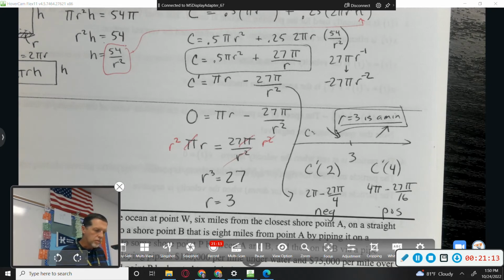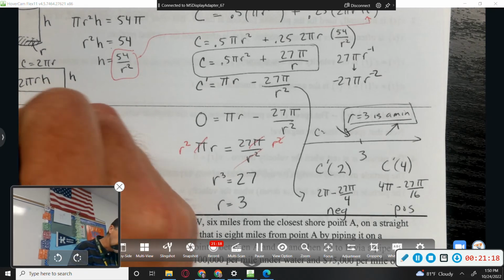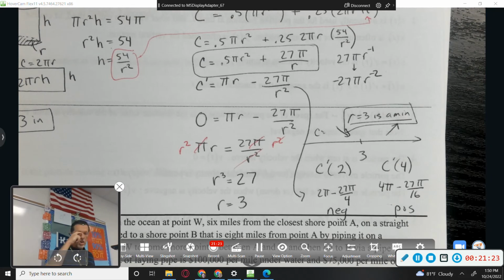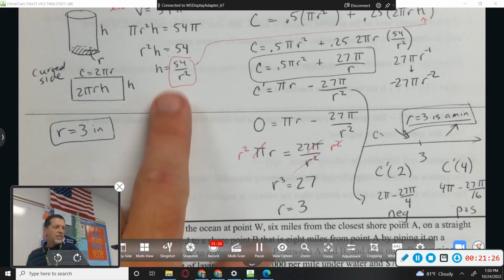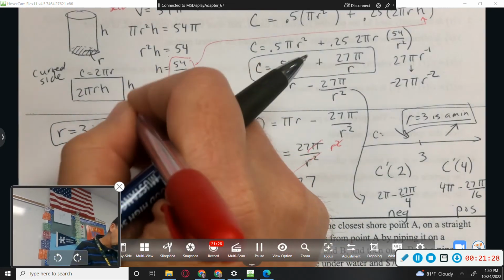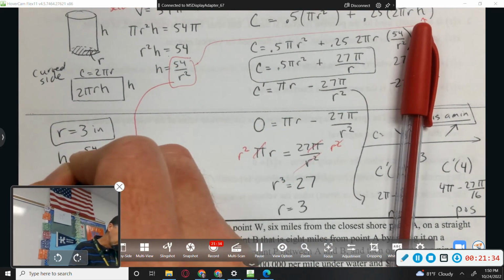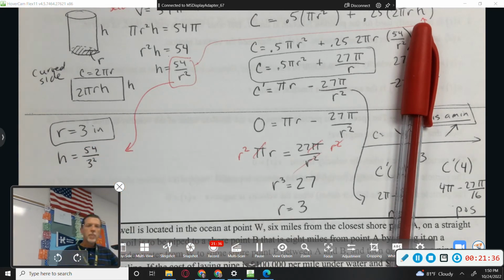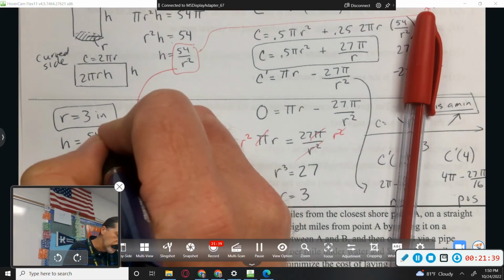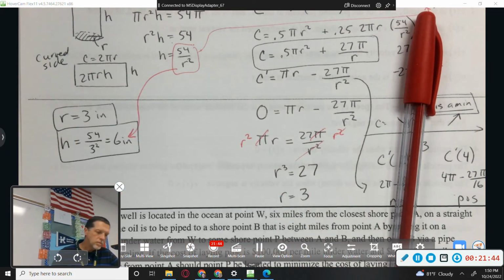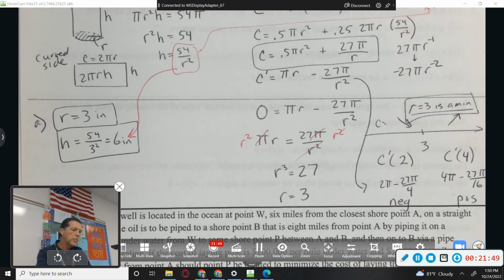Okay. What does this question ask? Find the dimensions. Got it. R equals 3. Here's one of my answers. My secondary equation usually helps me with my other pieces. So H equals 54 over 3 squared, which you could leave as an answer, even though 54 divided by 9 is 6. So that's part A. Part B, find the minimum cost.